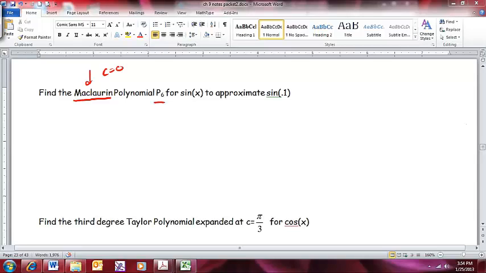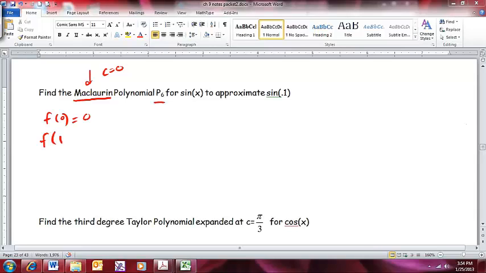So the big thing we want to do is start by finding what the actual function value is at 0, what the derivative of that is at 0, what the second derivative, third derivative, fourth derivative, fifth derivative, all the way up to the sixth derivative. That's the basis of what we need. So we're going to find f of 0, and sine of 0 is 0.